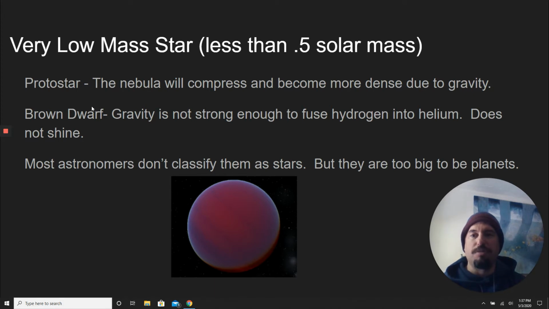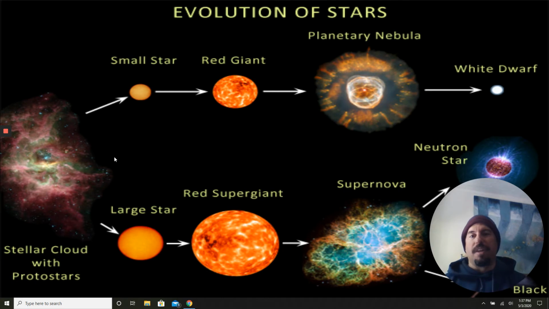Okay, so this is very low mass. This is low mass. If the stars are bigger, actual stars can go down one of two paths. All stars, as I said, start off as a nebula of gas and dust. That gas and dust will compress into a protostar.